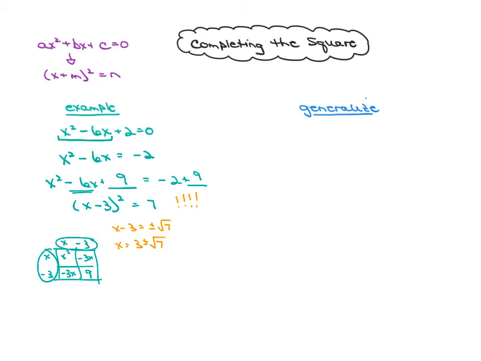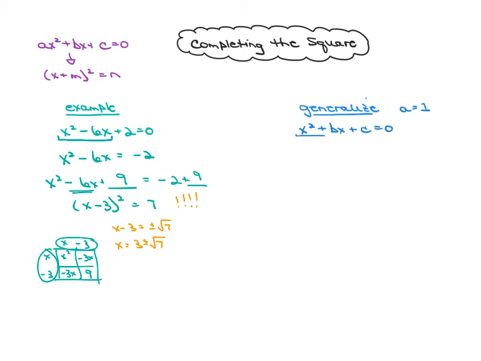All right, mathematicians love to generalize. We can't help it. So let's generalize this technique using variables. I'm going to start with a simple example where a is equal to 1. So we have x squared plus bx plus c equals 0.